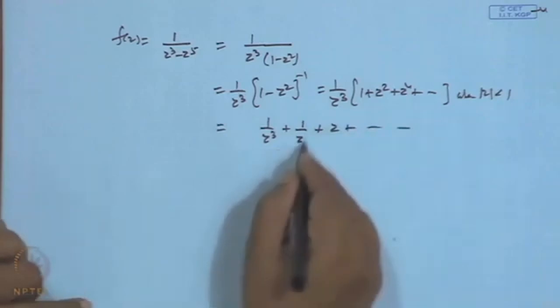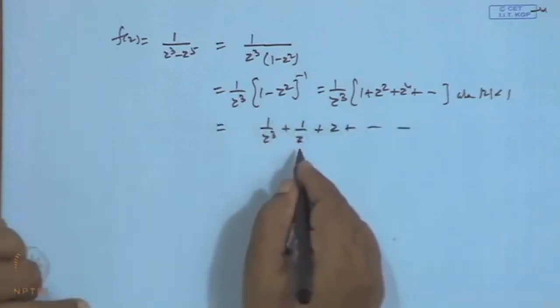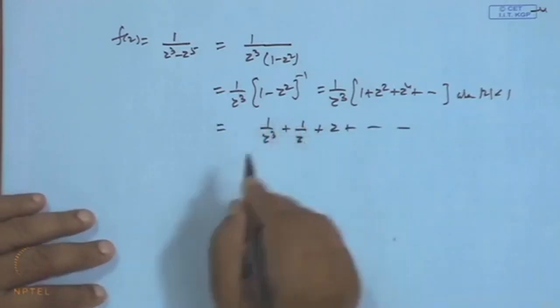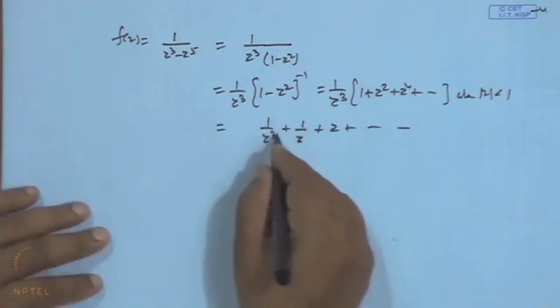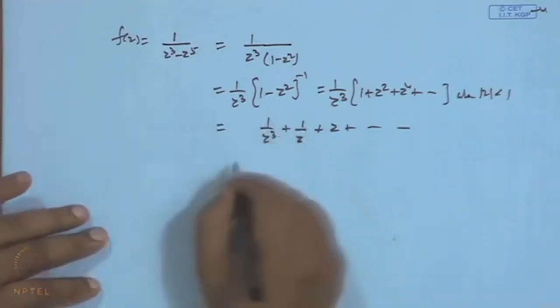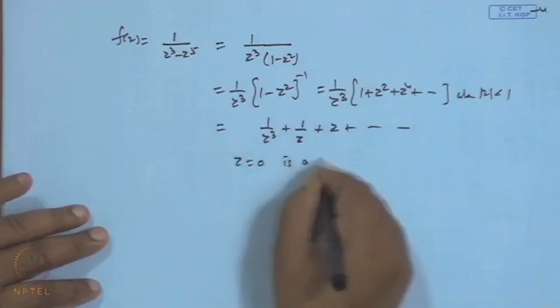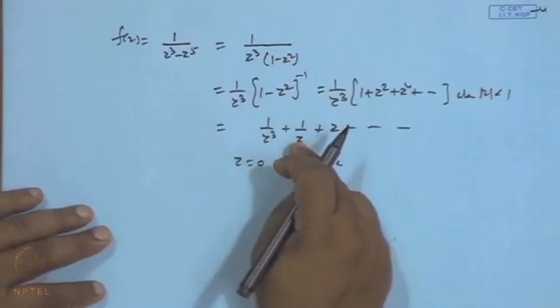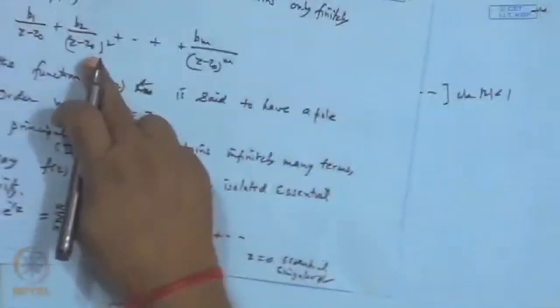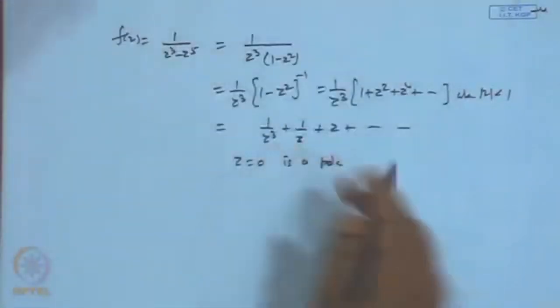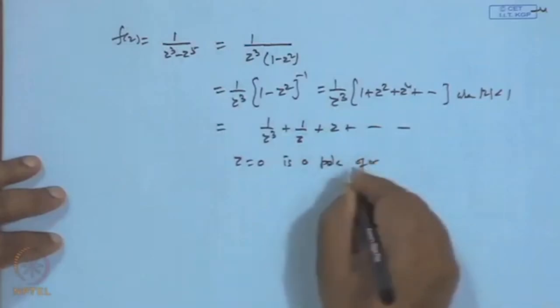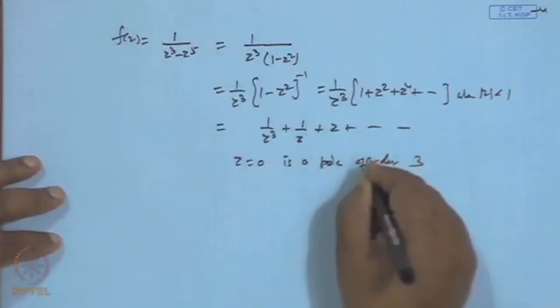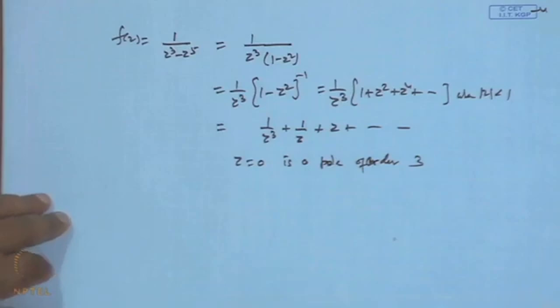So, basically these are only two terms, z equal to 0 will be a pole, but there are three terms because z square term is missing. So, z equal to 0 is a pole because it is the first term, if you remember b 1 by z minus z naught. So, that is available, b 2 is missing, b 2 is 0, b 3 is z cube. So, it is a pole of order 3, like this.